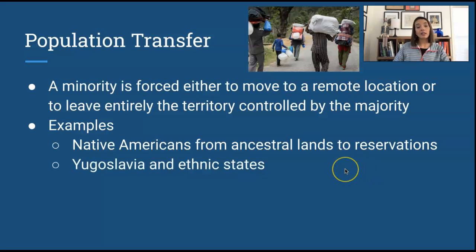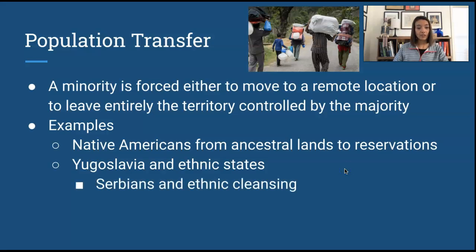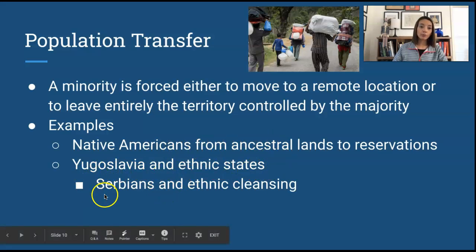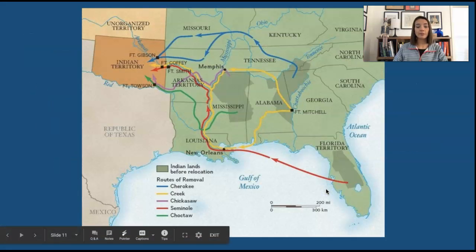In the 1990s, Yugoslavia carried out ethnic cleansing. So Yugoslavia was broken up into ethnic states, and the Serbs were the controlling majority, and they did not approve of Muslims in their country, and so carried out ethnic cleansing to remove them from their population.